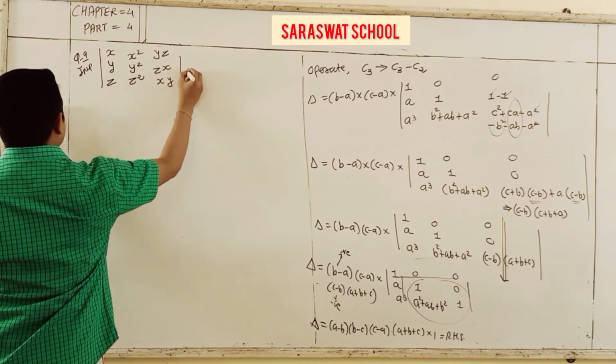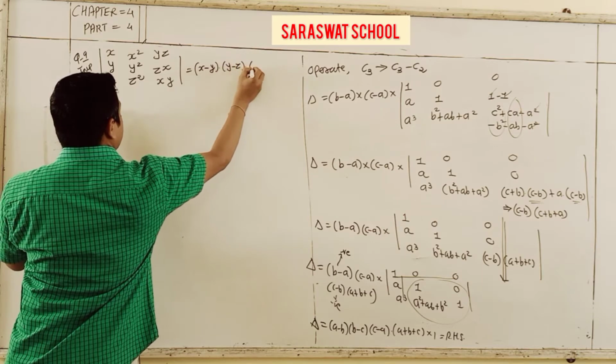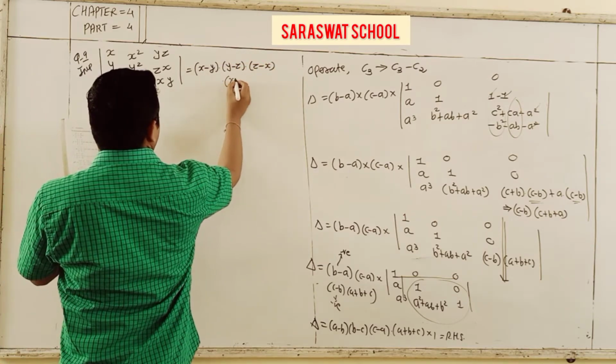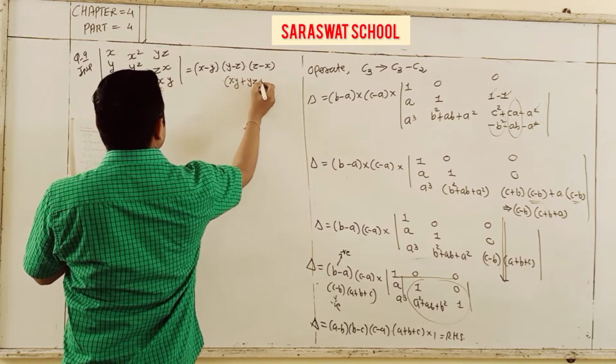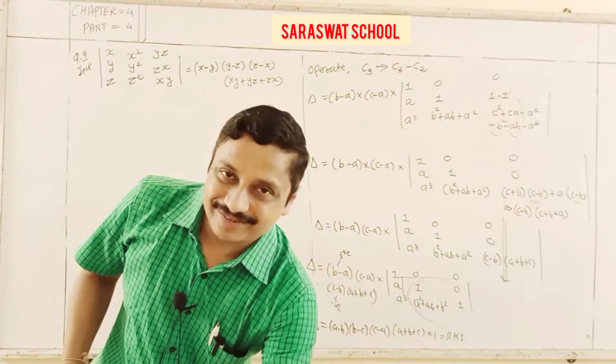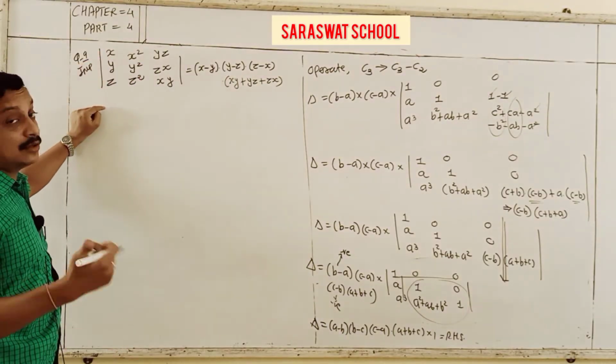and prove that it equals x minus y, y minus z, z minus x and xy plus yz plus zx. Very easy. Now you will start first. Is any common available? No common.